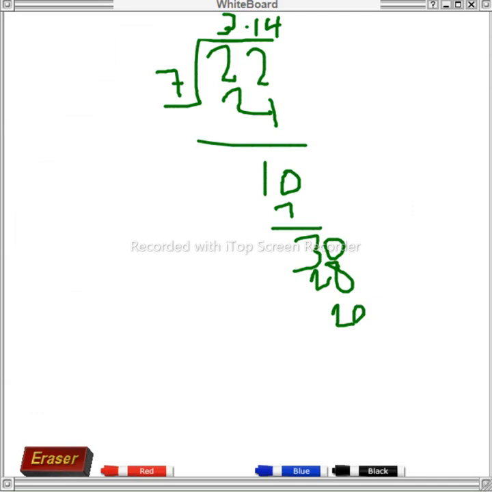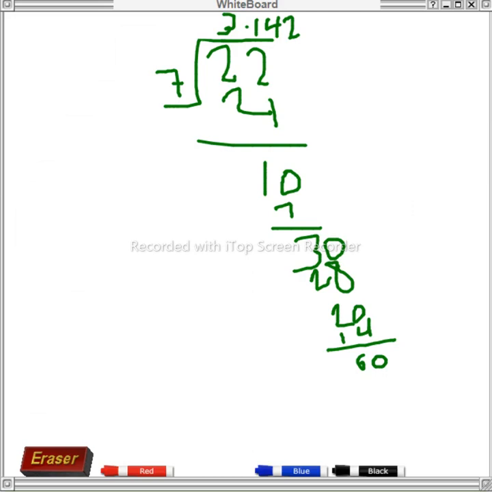20 divided by 7, we will get 2. Then 2 times 7 is 14. When we subtract 14 from 20, we will get 6. 6 is not divided by 7. We will add 0. 60 divided by 7.